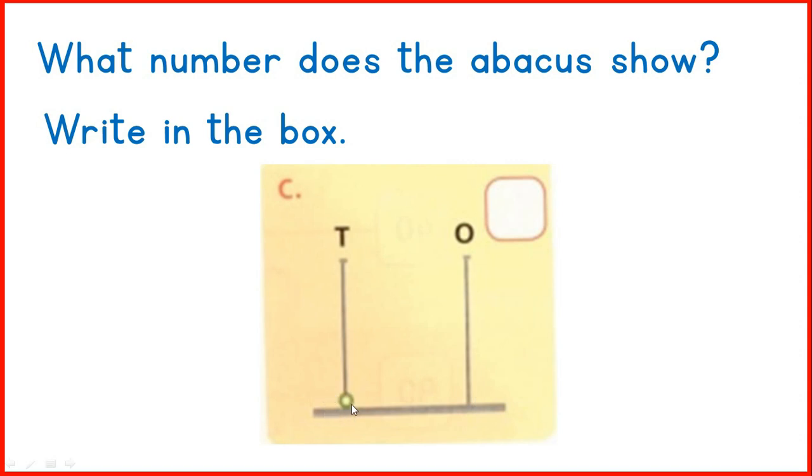Now let's see this C part. Now you have only one bead. It means you have only 1 ten, and 1 ten means 10. Okay, right here 10.